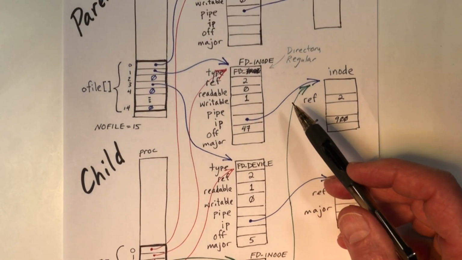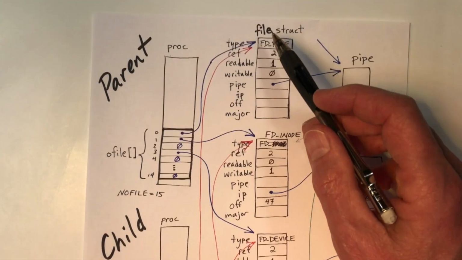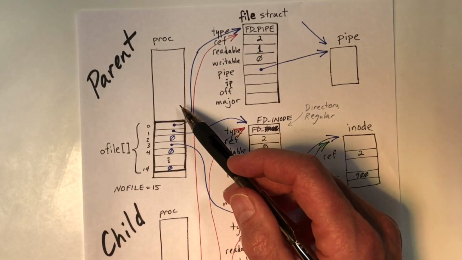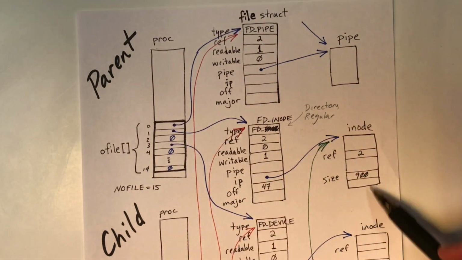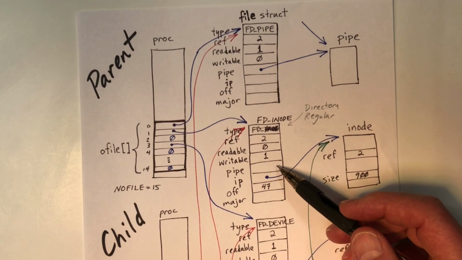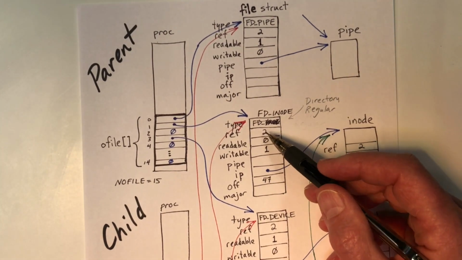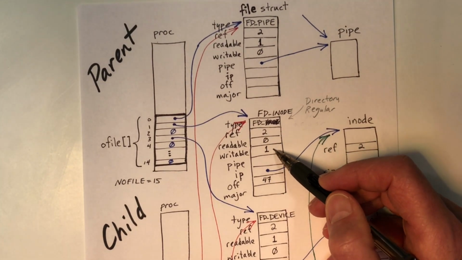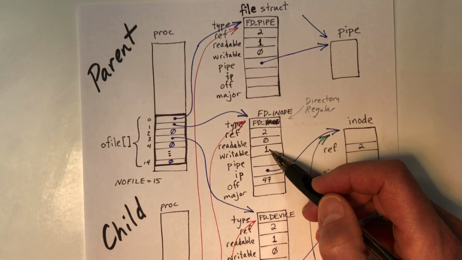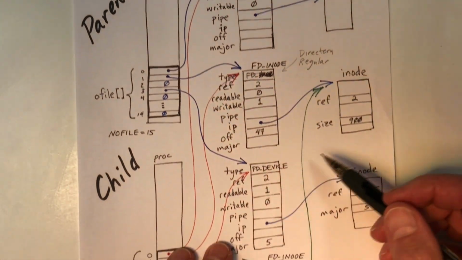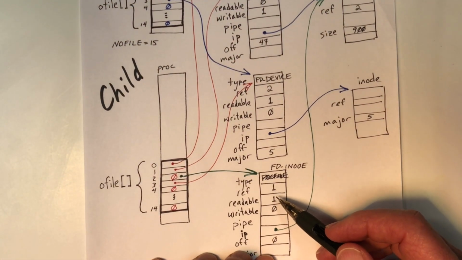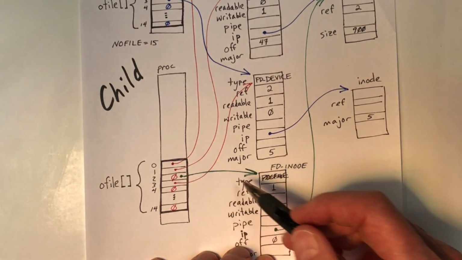So the file structure shows that there's an intermediate layer between the proc structure and the inodes or pipes. And that intermediate structure is used for a number of things. In particular, it's used for the readable and writable flags. So you can have one file that's open for writing by one process and for a different access protection, in this case reading, by another process.